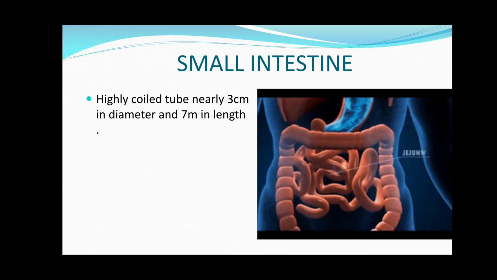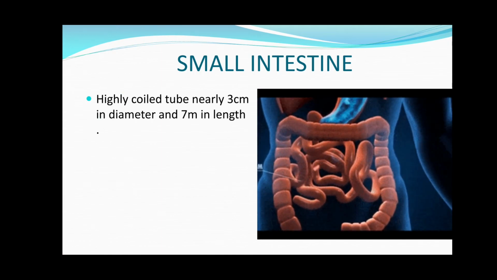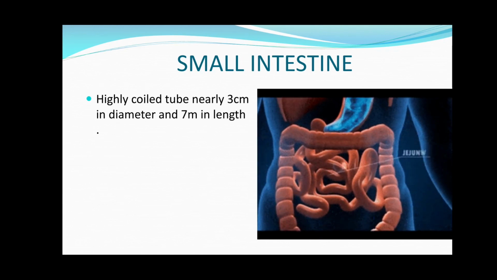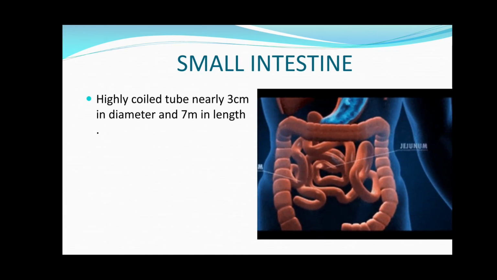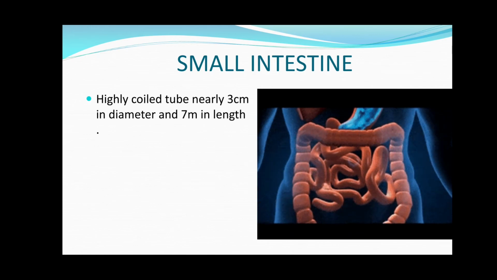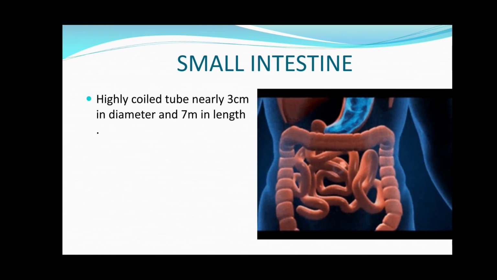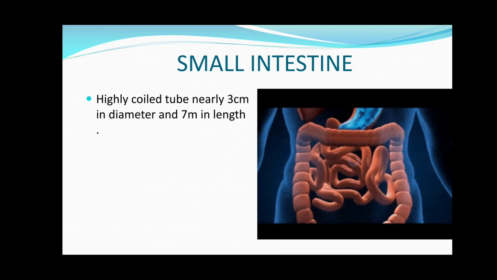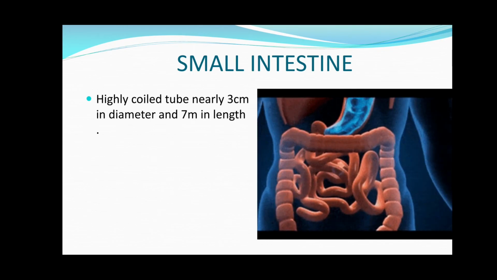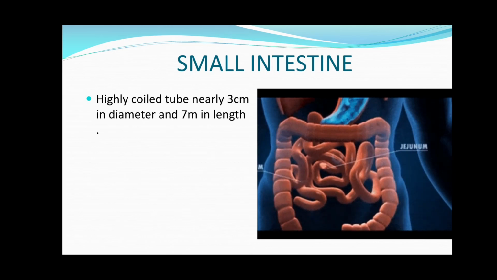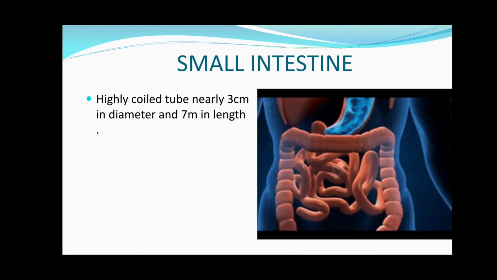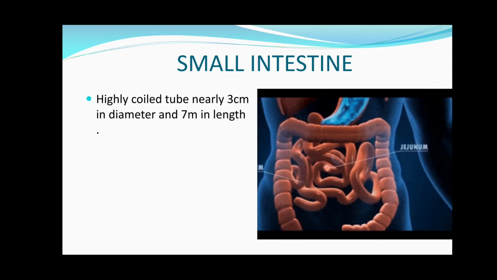Next is the small intestine. The small intestine is the longest part of the digestive system. It is a highly coiled tube, nearly 3 centimeter in diameter and 7 meter in length. The food gets mixed with the bile juice and the pancreatic juice in the small intestine. Both these juices help in the digestion of the various nutrients present in the food.